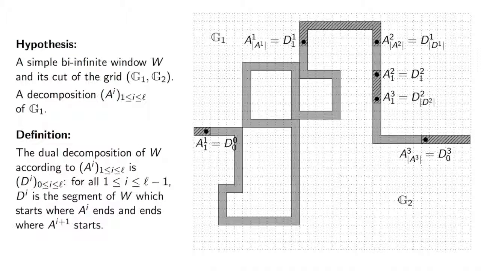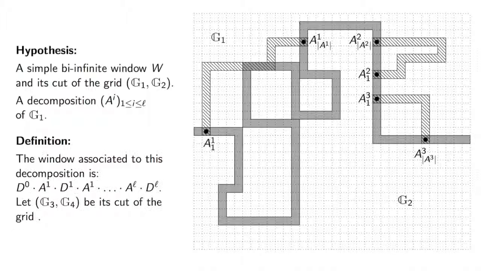Now the dual decomposition of the window W is another sequence of segments DI of the window W numbered from 0 to L. The segment DI of this sequence starts where SI ends and ends where SI plus 1 starts. From this definition the dual segments D0 and DL are infinite while the others are finite. The dual segment D0 is indexed from -infinity to 0. Note that the union of all the segments of the window W and all the dual segments of the window W is the window W. Also note that there are L plus 1 dual segments of the window W.